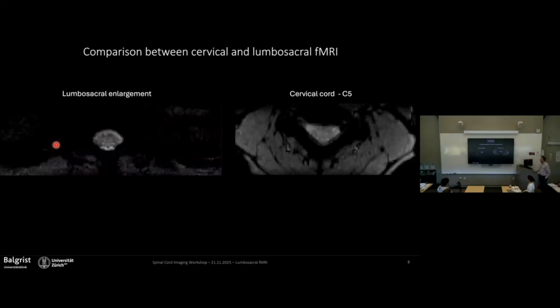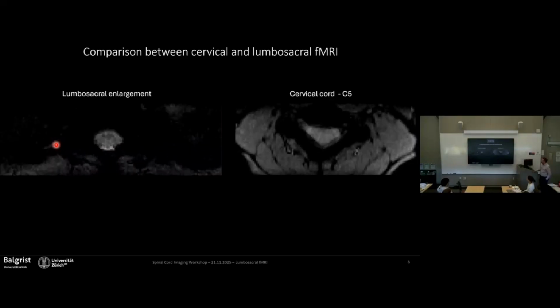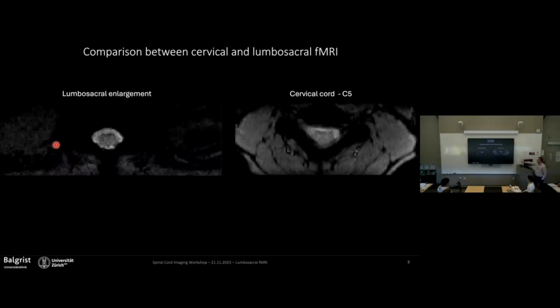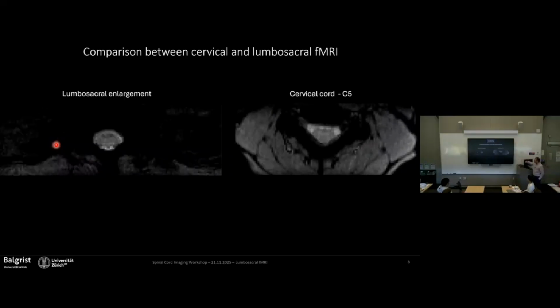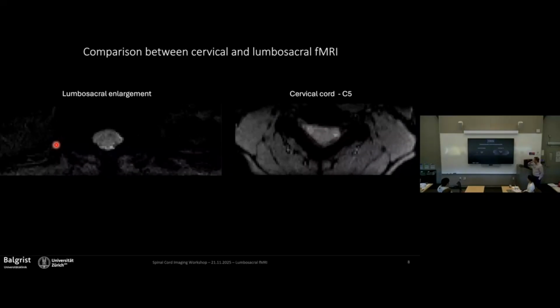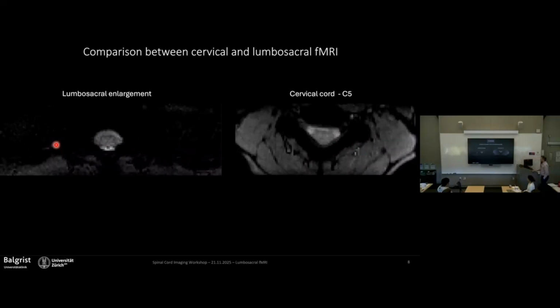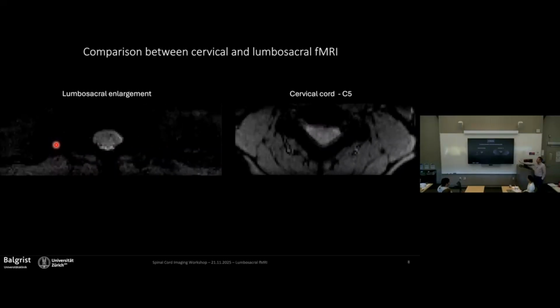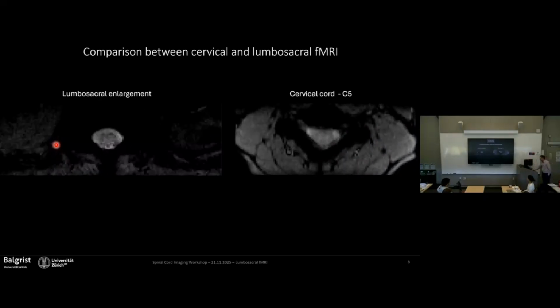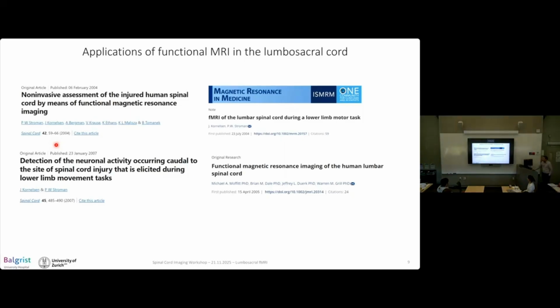Motion in the lumbosacral enlargement, I think it's quite comparable to the cervical cord. Here you can see an example from both regions. You notice a movement along the phase encoding direction, AP anterior posterior direction in both cases. In my experience, it's quite comparable. Of course, we have a lower signal to noise ratio in the lumbosacral cord, so it might impact performance of the motion correction algorithms.